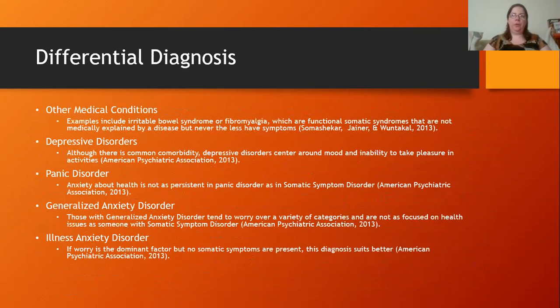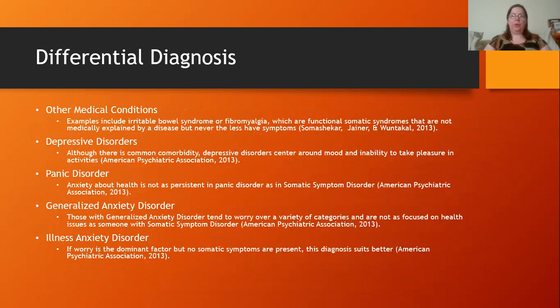With panic disorder, both panic disorder and somatic symptom disorder present with high levels of anxiety and worry. But in the instance of panic disorder, if there's any anxiety about health, it is not as persistent. In panic disorder, it's very episodic, whereas in somatic symptom disorder, it's kind of a constant thing. Generalized anxiety disorder, those who have generalized anxiety worry about everything, whereas somatic symptom disorder is way more specific. It's only about health and what's going on in the body.